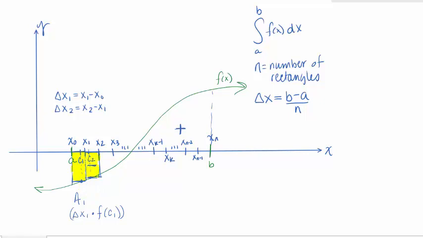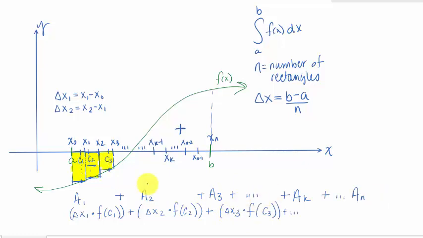I've highlighted that area as well, so now we are going to write an expression for that. Okay, there's my second area expression. We're just going to continue doing this all the way down the line. So I'm going to write a few more and then we're going to discuss what I've done. Okay, I've got my third rectangle. My area of my third rectangle would be delta x sub 3 times f of c sub 3.